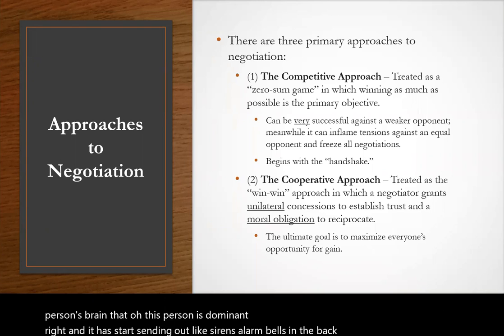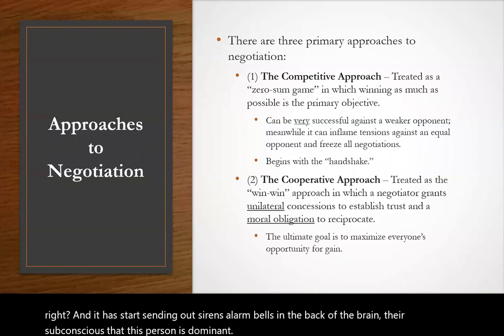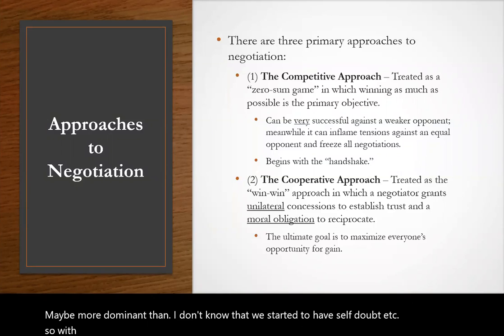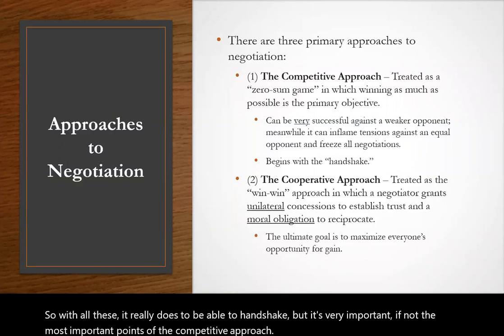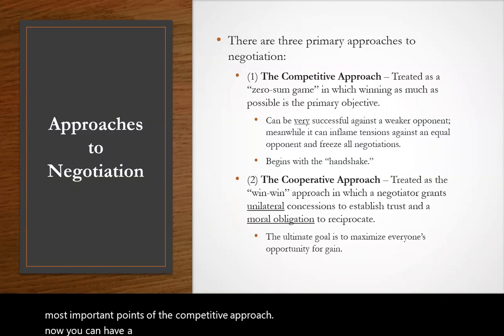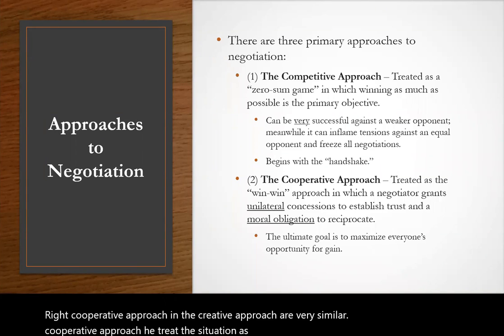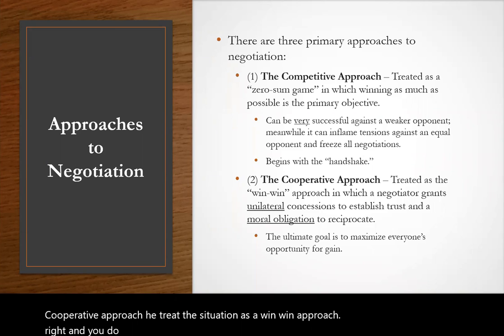Now you can have a cooperative approach, right? The cooperative approach and the creative approach are very similar. In the cooperative approach, you treat the situation as a win-win approach, right? And you do this by one party, maybe you, as a negotiator, granting unilateral concessions, right? So saying, oh, I'll give up my position on this and this in order to establish trust. But not only are you establishing trust, theoretically, and it's just theoretically, you're kind of giving them a moral obligation to reciprocate, right?